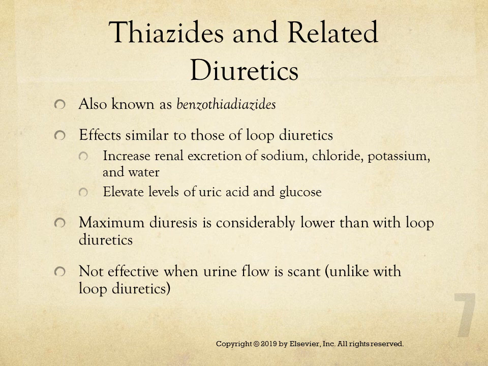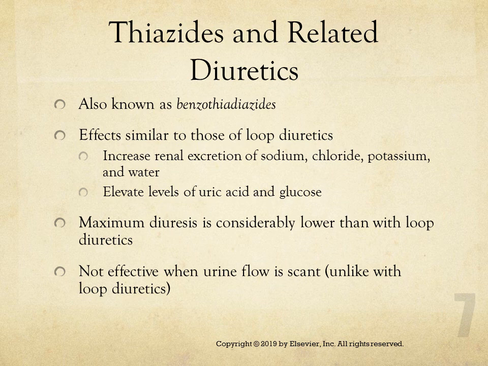Next, we have the thiazides, also known as benzothiadiazides. Their action is very similar to those of loop diuretics. They increase the renal excretion of sodium, chloride, potassium, and water, and also can elevate the uric acid and glucose levels. So, again, you have to be careful with your patients with diabetes, your patients that are prone to dehydration, especially your elderly patients, patients that have gout, you have to be careful with.